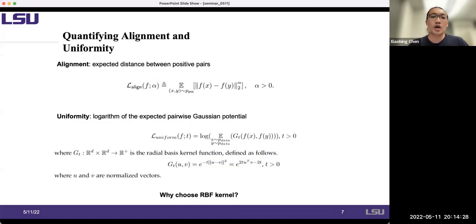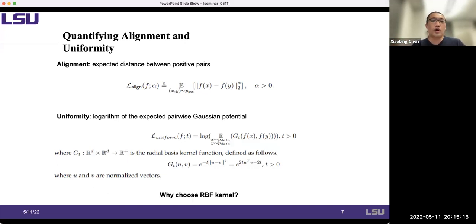And so here the authors want to quantify those two concepts and use those two metrics to replace or interpret the InfoNCE loss. Here the alignment is intuitive. It uses the expected distance between the positive pairs. When the distance equals 0, it means those two positive samples are perfectly aligned. They have the same position in the latent space.